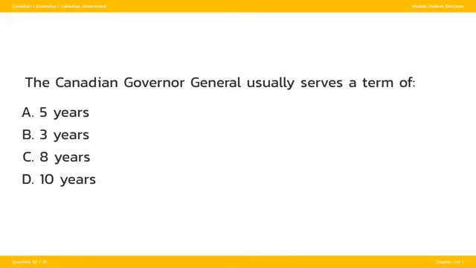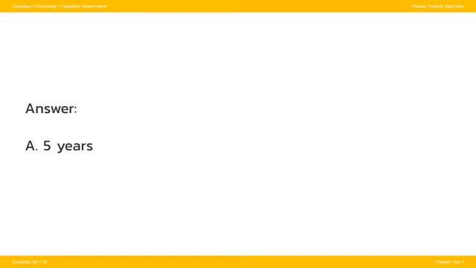The Canadian Governor-General usually serves a term of A. 5 years. B. 3 years. C. 8 years. D. 10 years. The answer is A. 5 years.